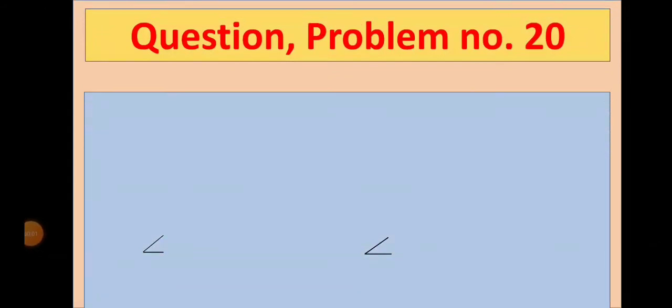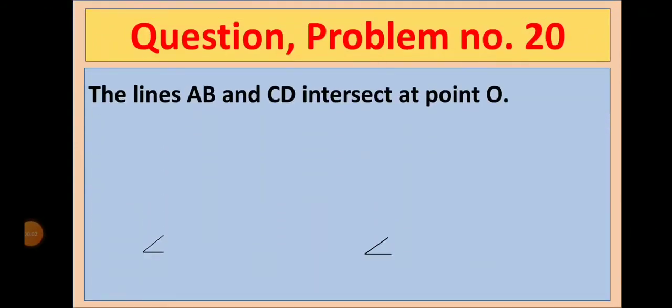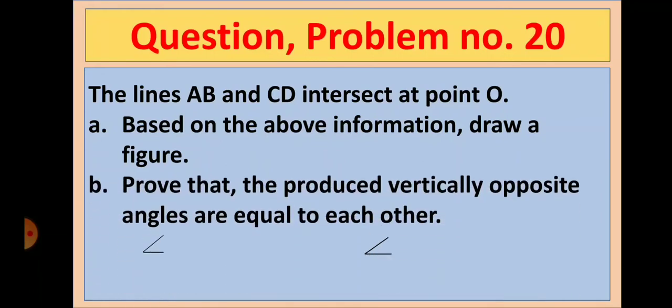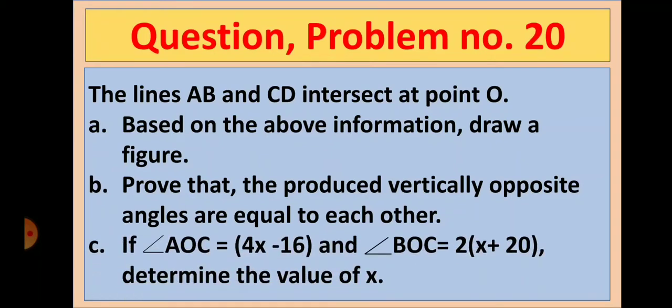So now we are going to solve problem number 20. The stem is: the lines AB and CD intersect at point O. In A, the question is, based on the above information, draw a figure. In B, it is given: prove that the vertically opposite angles are equal to each other. And in C, it is given that if angle AOC equals 4x minus 16 and angle BOC equals 2 bracket x plus 20 bracket close, then we have to determine the value of x.